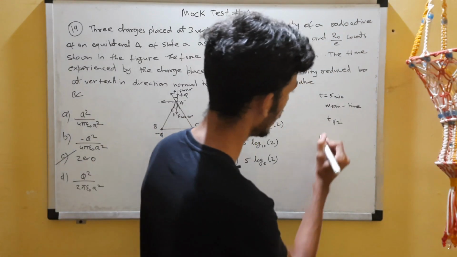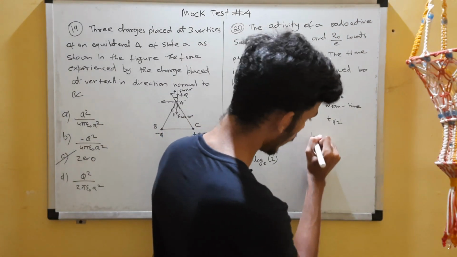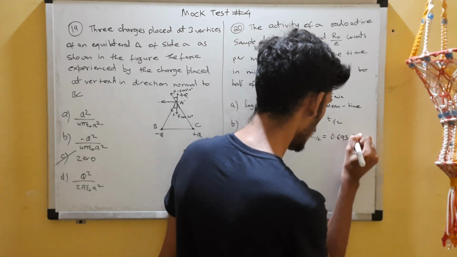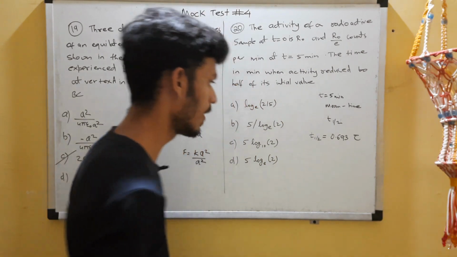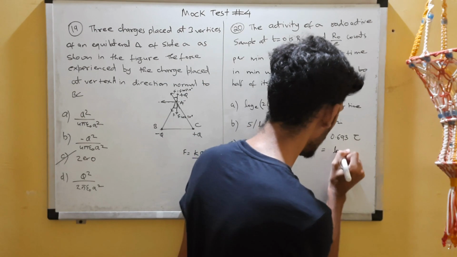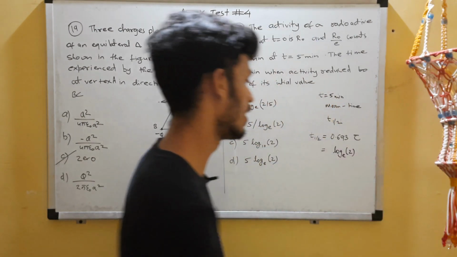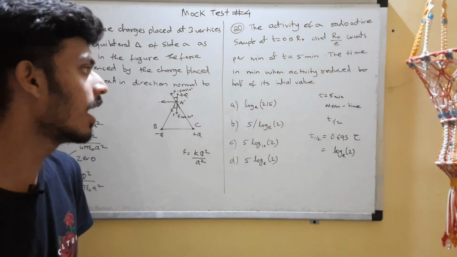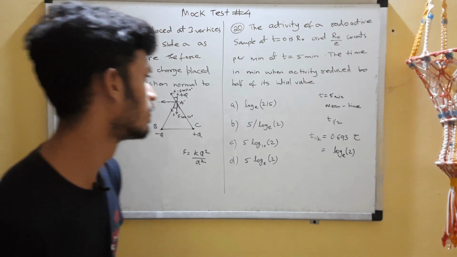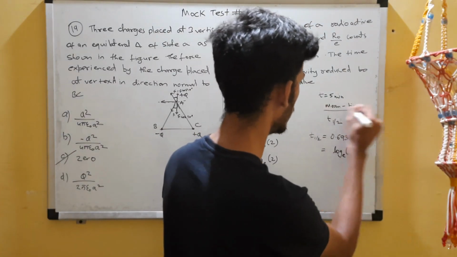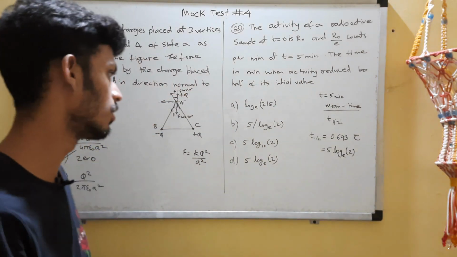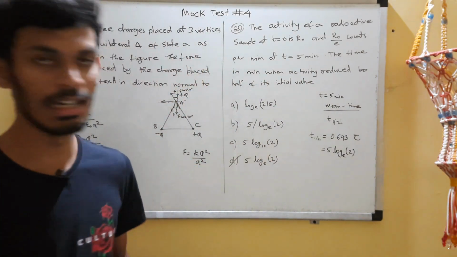So you might directly know the relation between half life and mean life. Half life is basically 0.693 into tau, where tau is your mean life. 0.693 is basically a way of writing log to the base e 2, which we write in decimal form as 0.693. Tau is 5, mean life is 5, so 5 log to the base e 2. Option D is the correct choice over here.